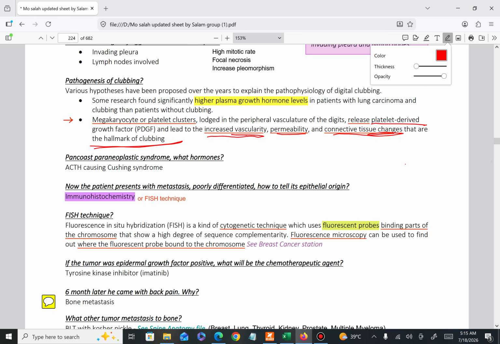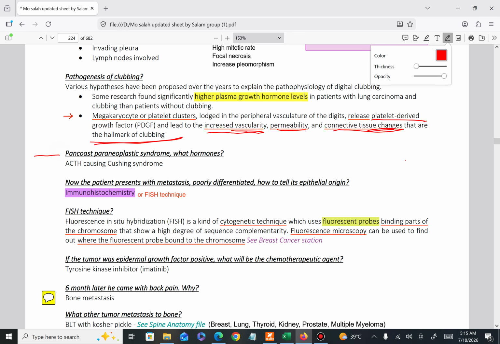Okay, then Pancoast paraneoplastic syndrome. What hormone? In the Pancoast paraneoplastic syndrome, the hormone is ACTH, which causes Cushing syndrome.